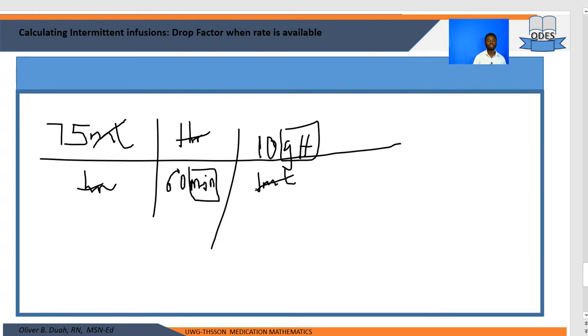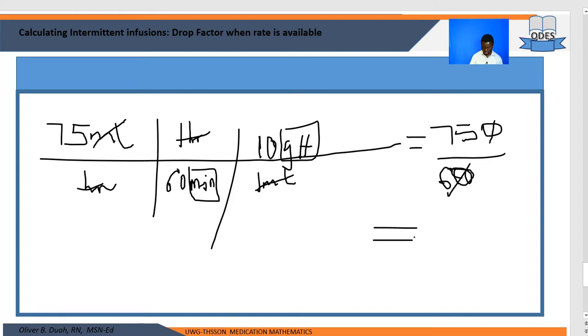So multiply the top numbers, we will get 750. Multiply the bottom numbers, we will get 60. And then we can cancel 0, and we have 75 divided by 6. So 75 divided by 6 is going to give us 12.5. Round this up to the nearest whole, and we are going to get 13 drops per minute.